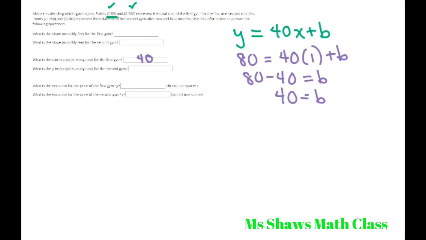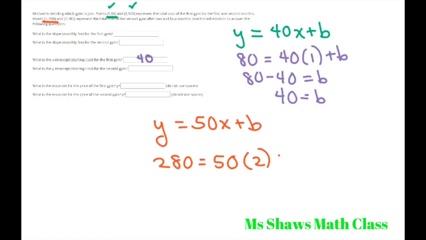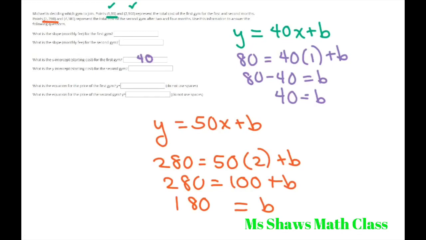Now for the second one, I'm going to write y equals 50x plus b. And so substitute the second one and probably use this point. So y is 280 equals 50 times 2 plus b. So that's going to be 280 equals 100 plus b. So b equals 180. All right, so that's going to be 180. That's your initial cost. When you first join, you have to pay 180.